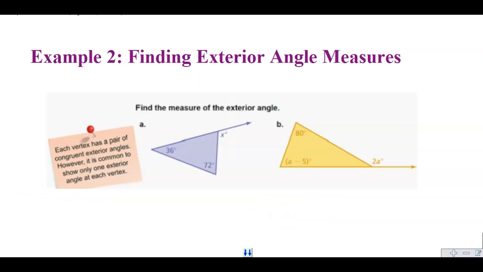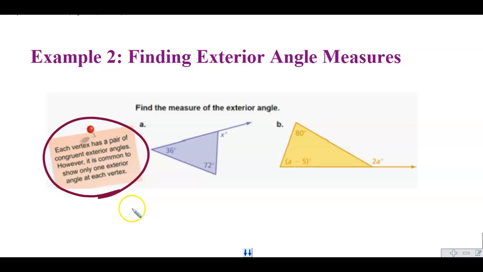Here's another example. Using the exterior angles theorem, we can find missing values within a triangle, or outside of a triangle rather, either way. We do have to remember this point. Each vertex has a pair of congruent exterior angles. However, it is common to show only one exterior angle at each vertex.